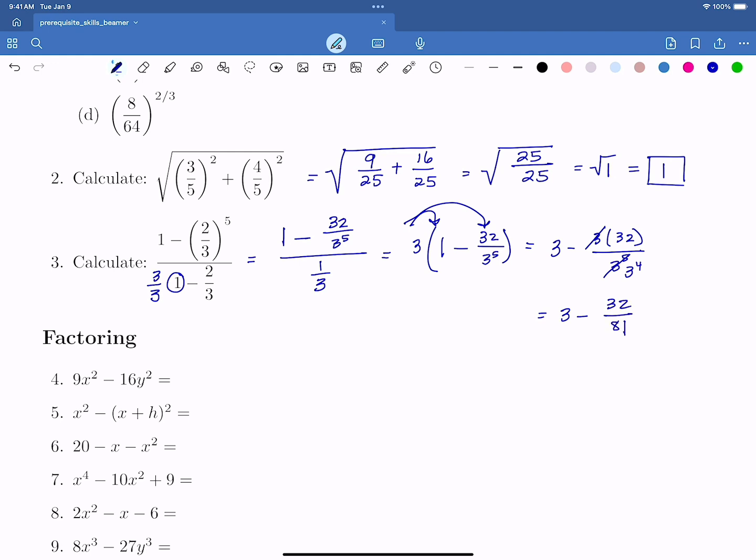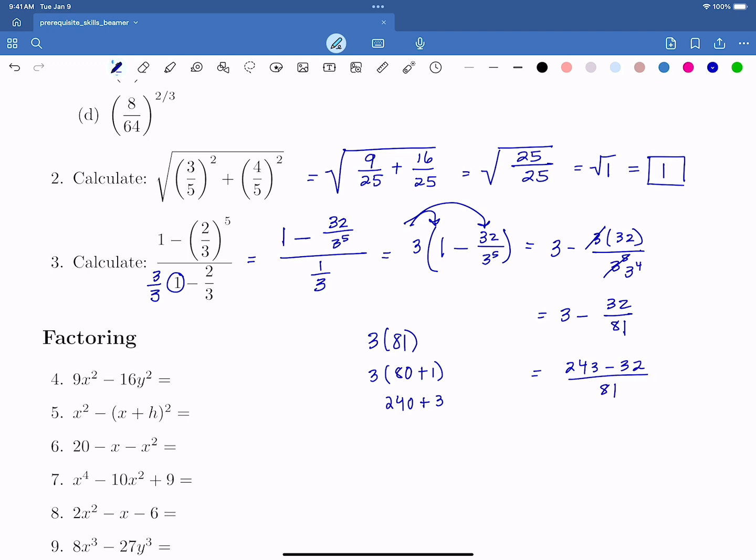Now to continue simplifying this, I need to get a common denominator. So I would need to multiply 3 by 81. We're doing all this without a calculator. So one way to think about 3 times 81 is to distribute. Think of the 81 as 80 plus 1. So it's 3 times 80 plus 3 times 1. That's 240 plus 3. When I'm doing that mental math, that's normally how I'm thinking about 3 times 81. So it's 243 over 81 minus 32 over 81.